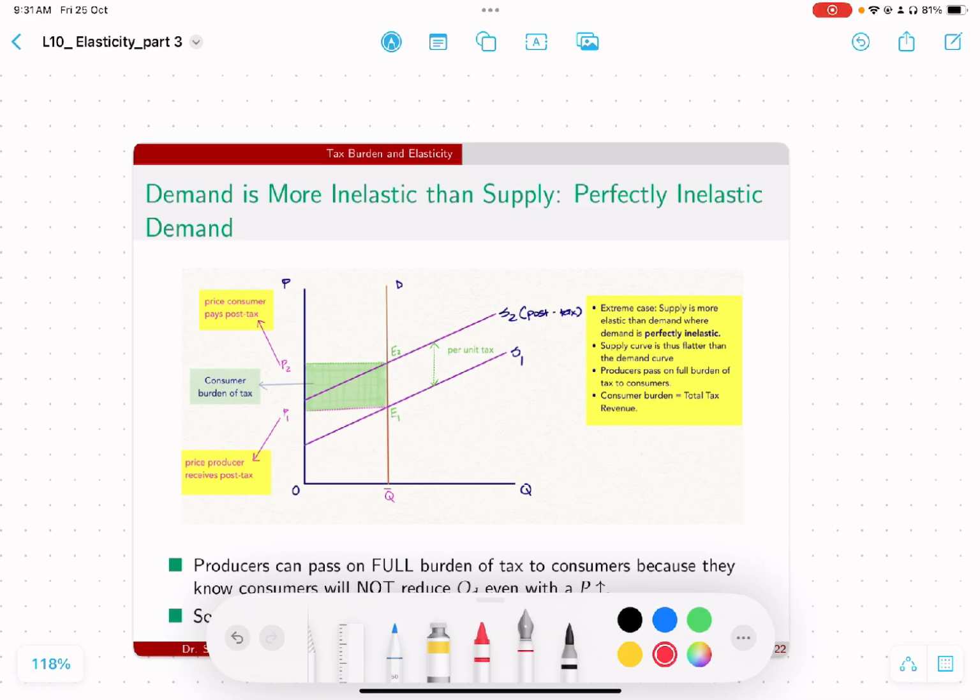So in this video, we're going to continue our discussion about who pays a greater burden of tax when demand is more inelastic compared to the supply. Now we're actually going to focus on two extreme cases. One extreme case is that demand is so inelastic that it just becomes a vertical line.